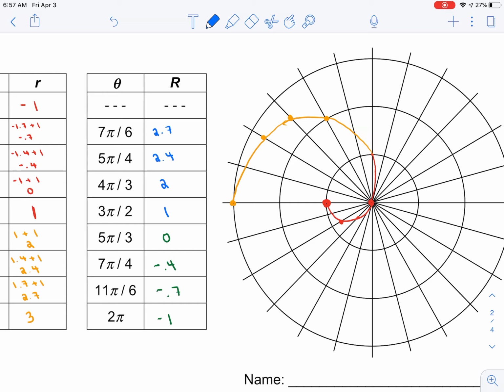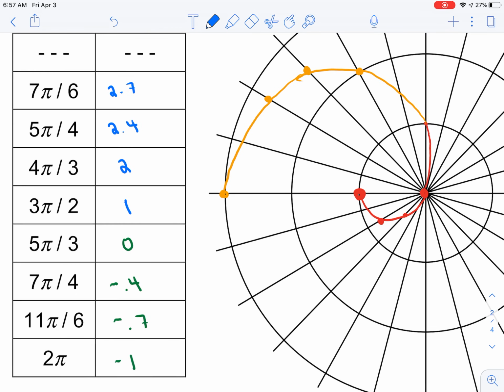7 pi over 6, we're now in the third quadrant. We have positive r values, which is nice. You're actually going to see the symmetry with this point right here. So note that when you come this 2 angles down, you're going to come right here, and it should be symmetric. Actually, let me move that over just so you can see the symmetry a little bit better. Because again, we're seeing symmetry with this x-axis. This point here is going to have this symmetry right here.